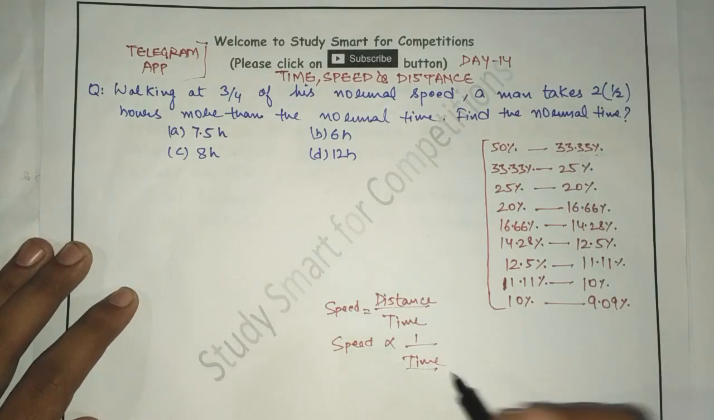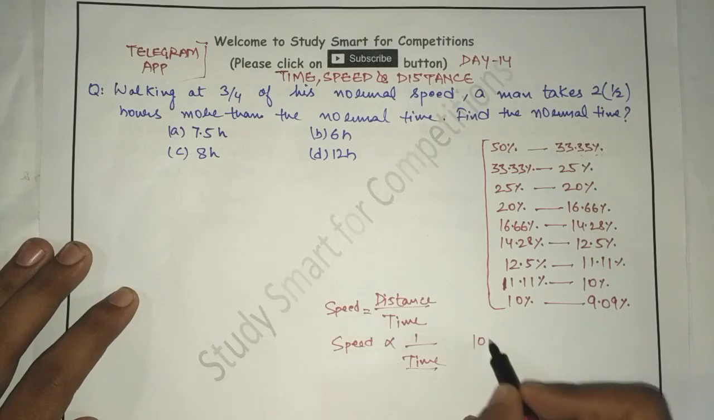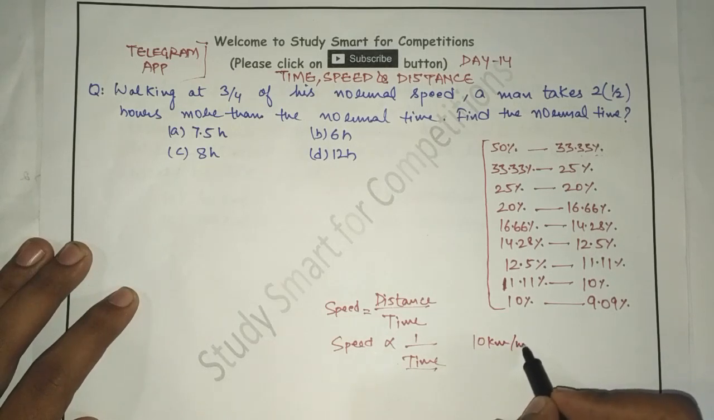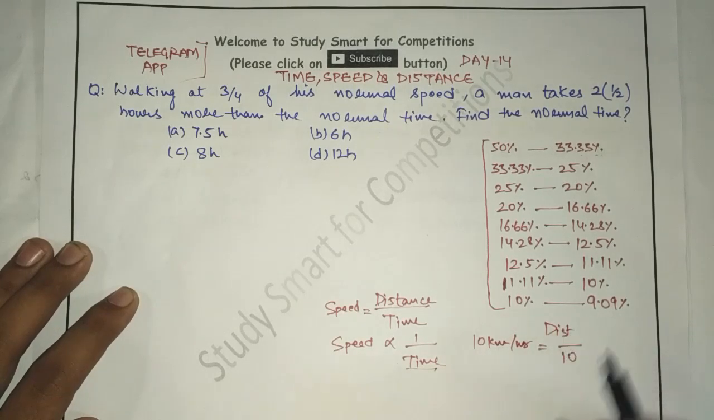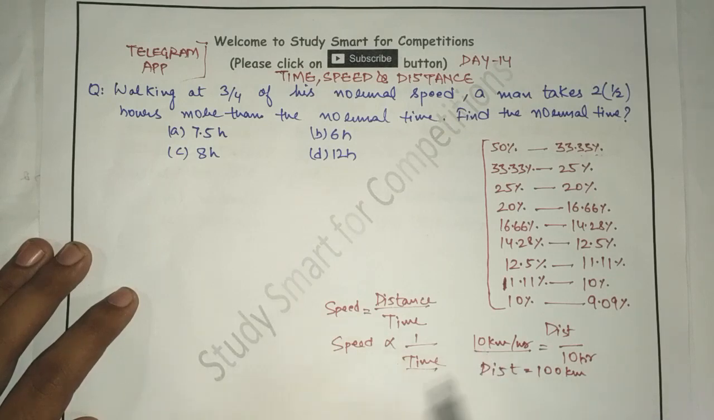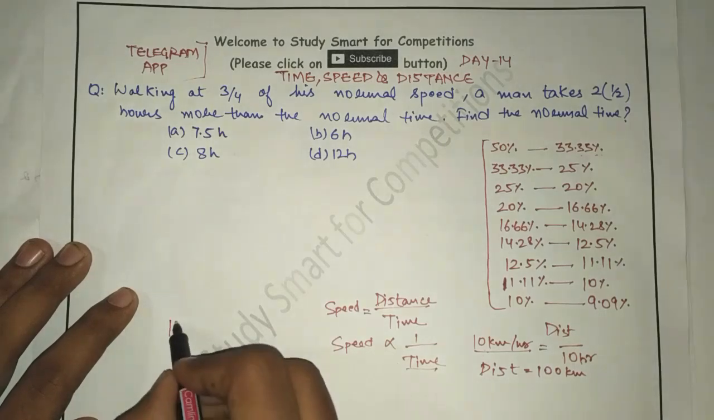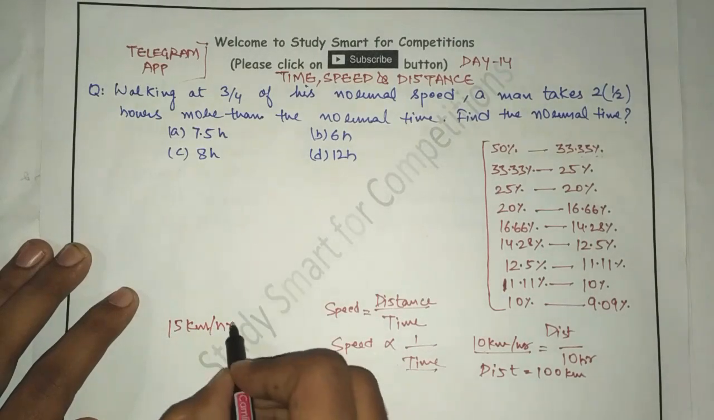How will we use it? Suppose we have a speed of 10 kilometers per hour, and he travels for 10 hours. So the distance will be 100 kilometers. Now if I say that the speed has been increased by 50%, suppose 50% of 10 kilometers will be 5. So the total speed now will be 15 kilometers per hour. So the new speed will be 15 kilometers per hour.